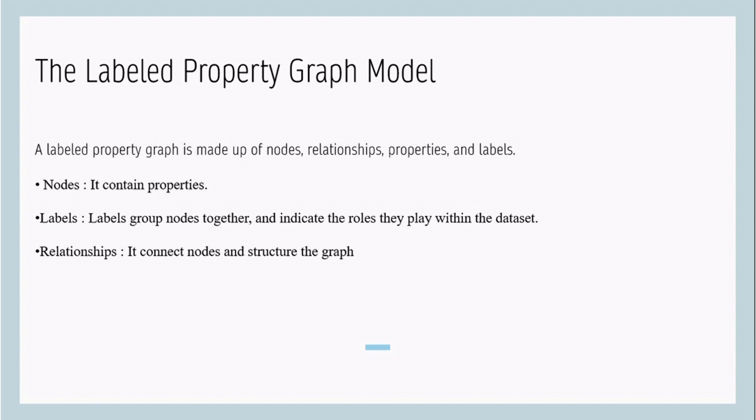Relationships connect the nodes and structure the graph. A relationship always has a direction, a name, and a start and an end node. There is no dangling relationship.